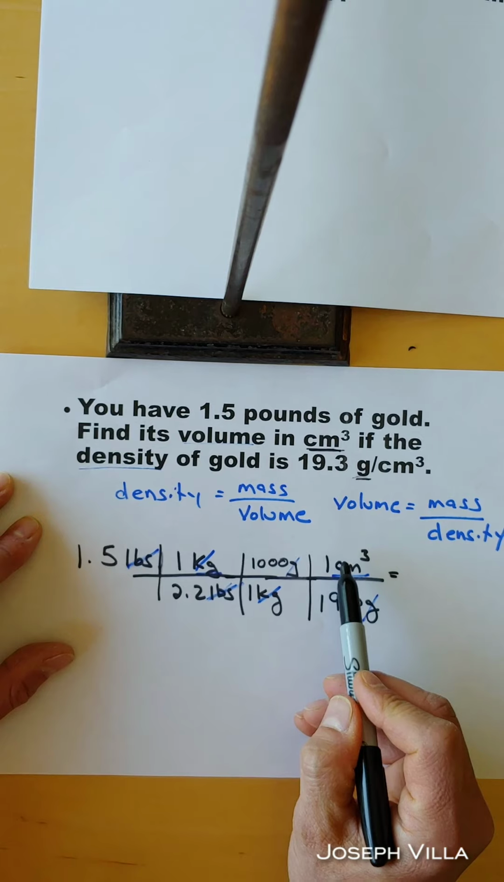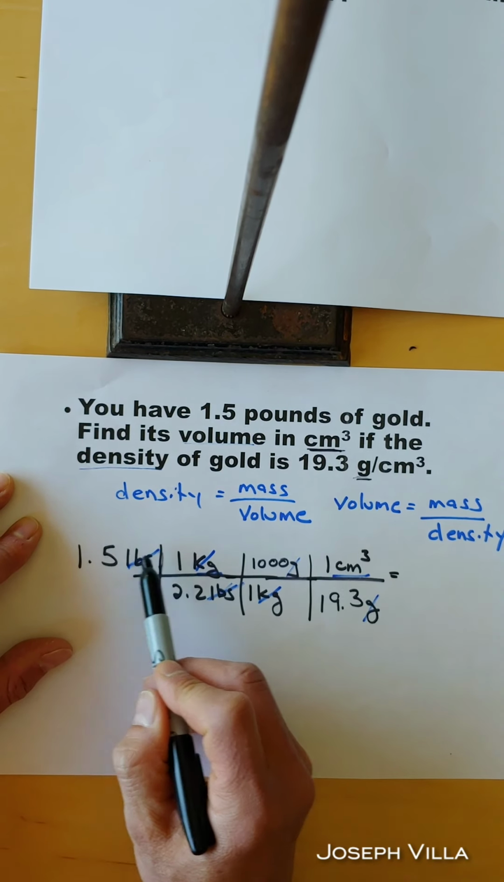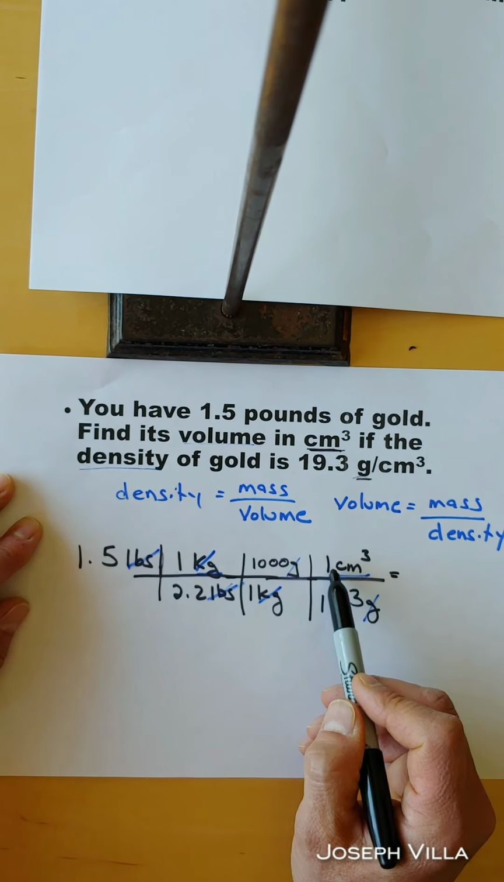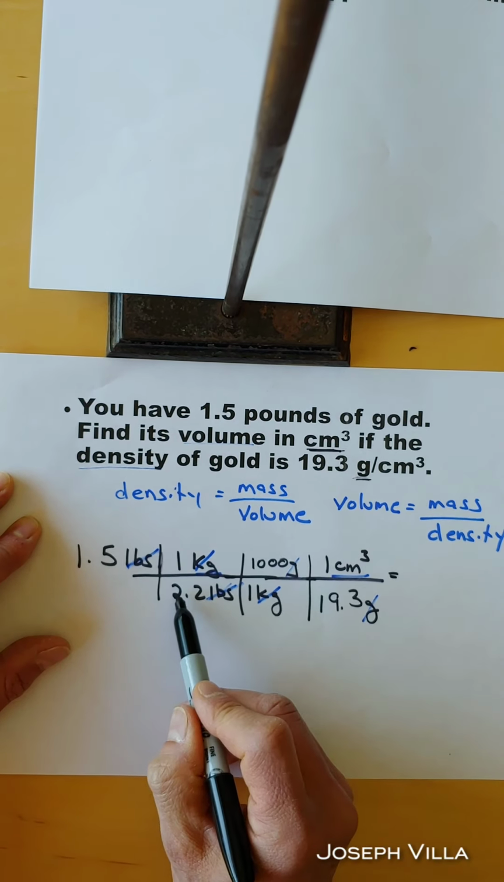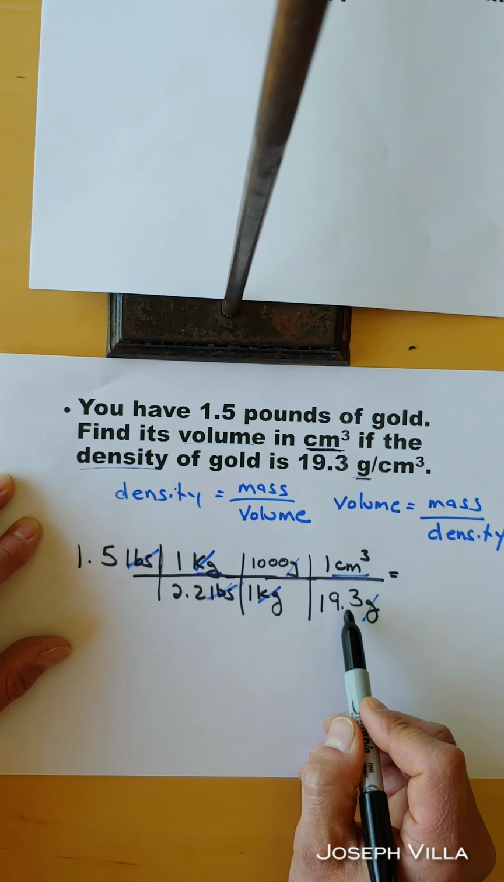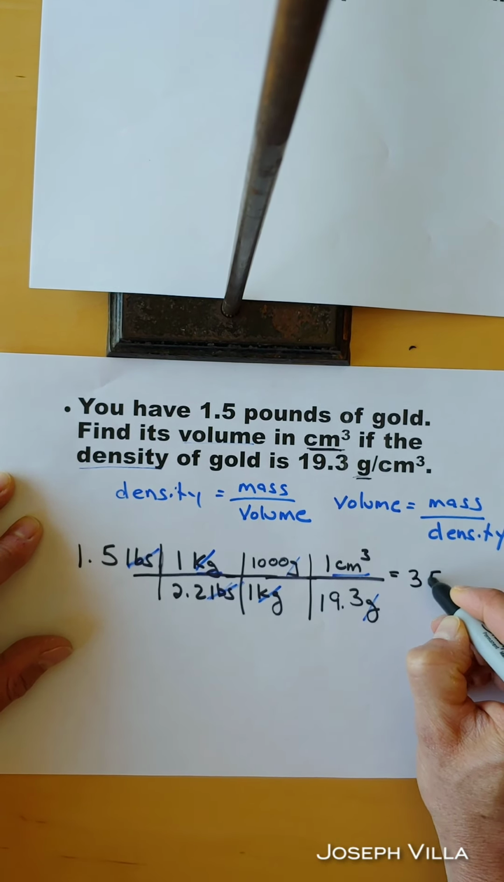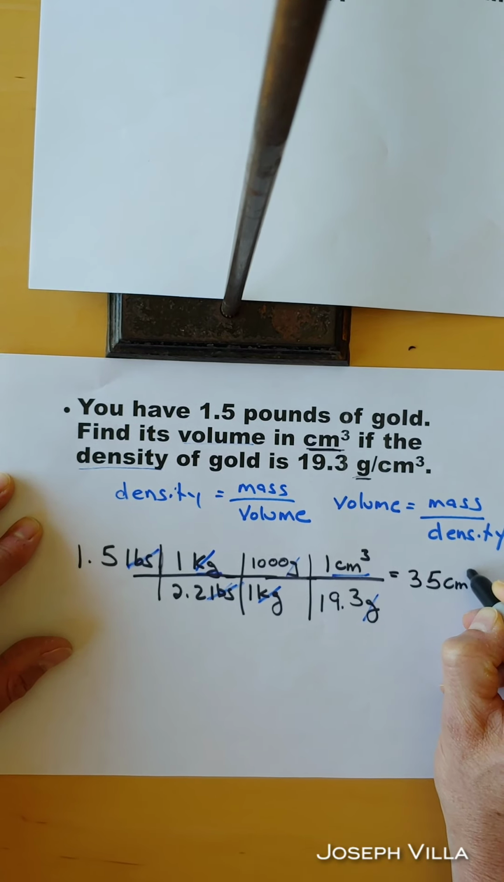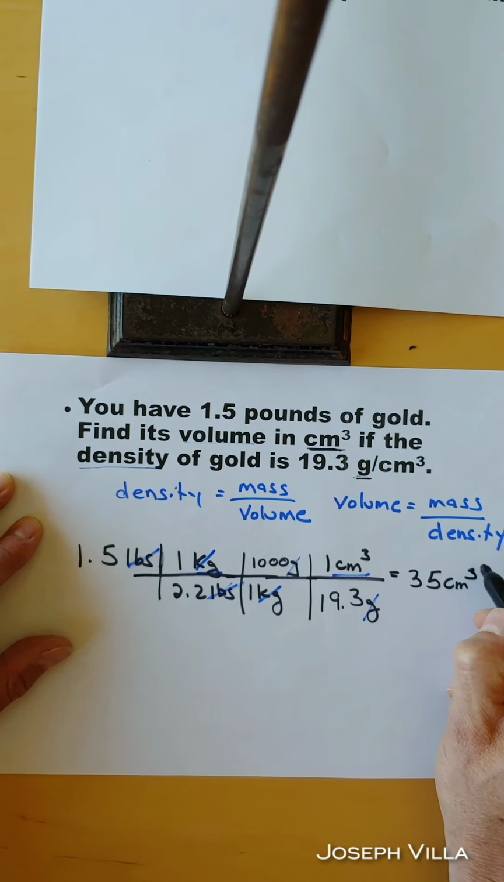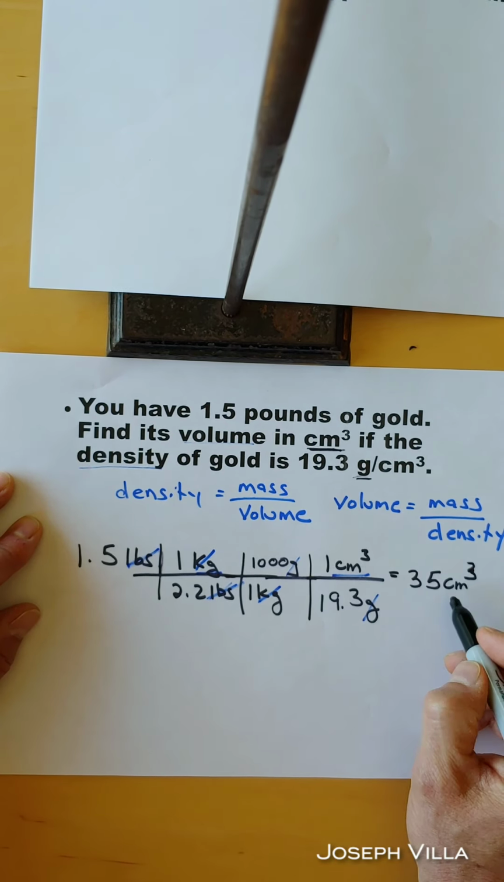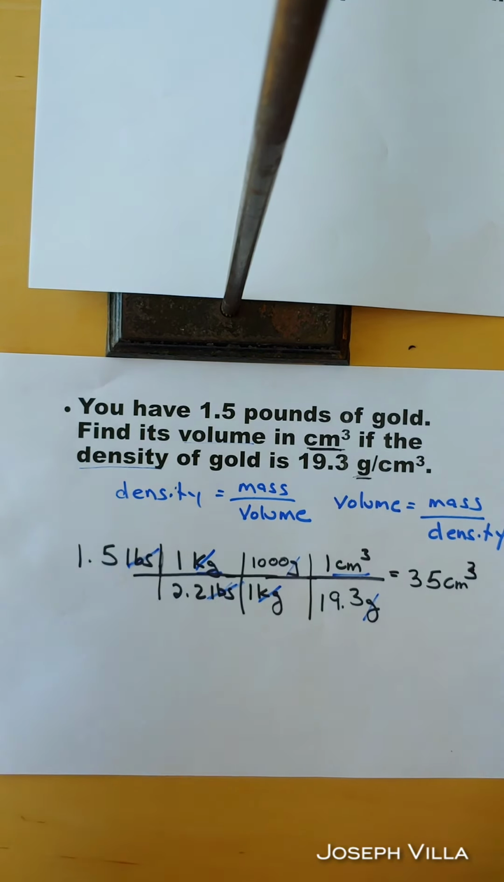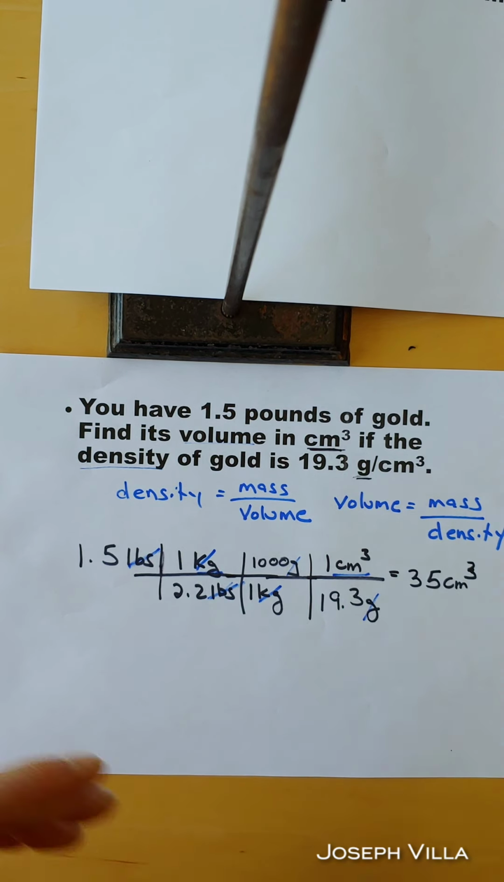So if I do my conversion, I do my math, 1.5 times 1 times 1,000 times 1, that number on top, divided by everything on the bottom, multiplied, 2.2 times 1 times 19.3, I would get a volume of 35 cubic centimeters. That would not be very much. So 1.5 pounds of gold isn't going to take up a lot of space, so you'll be able to store it pretty nicely.